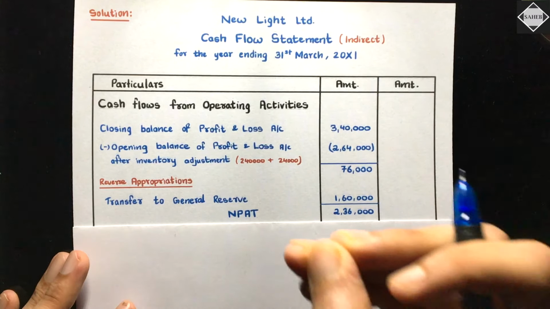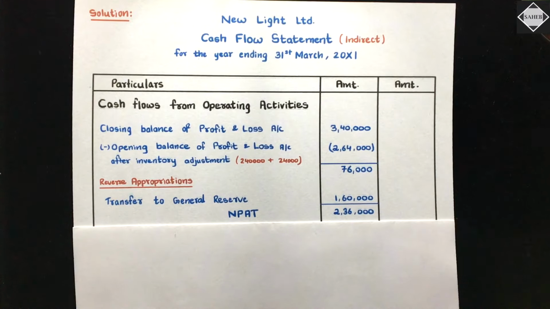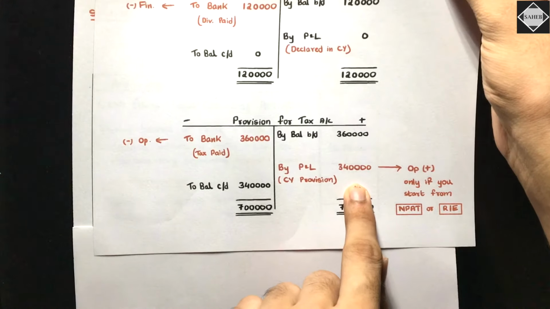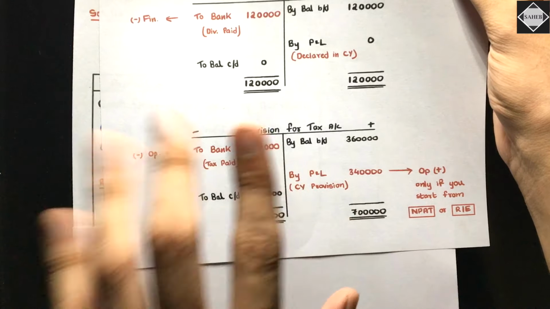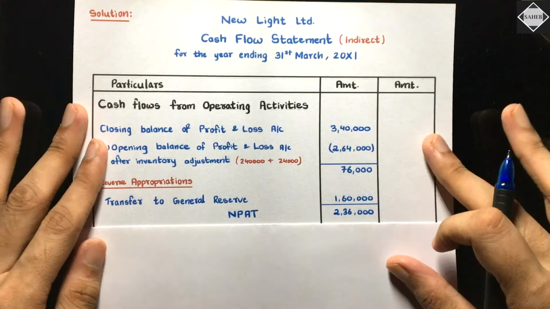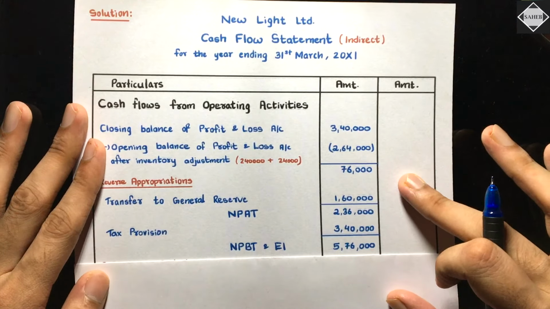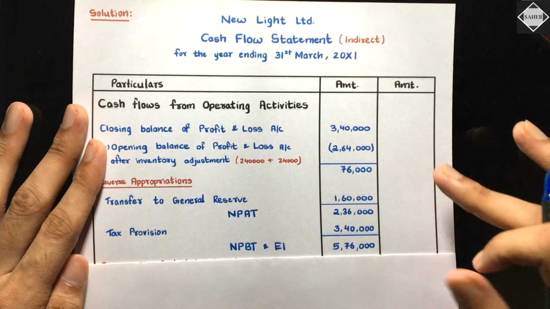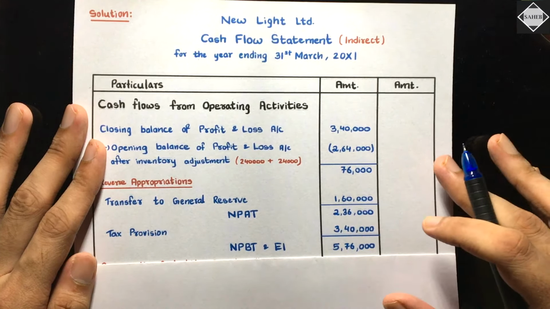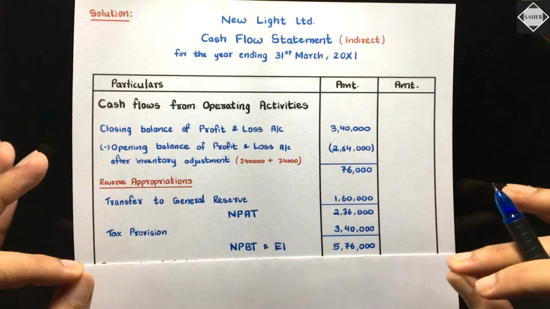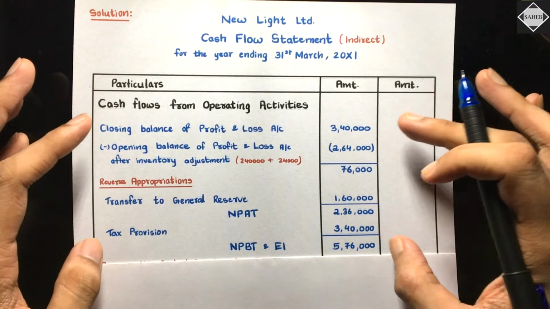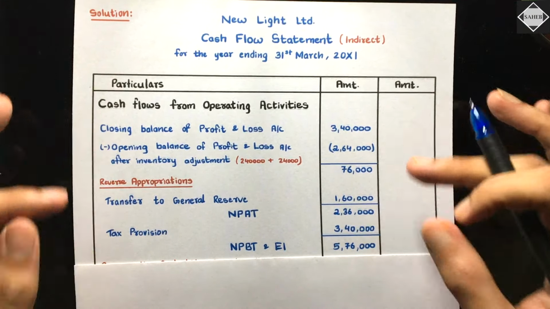So simply you have to reverse the tax provision, right? And how much is the provision for tax in the current year? That is 3,40,000. Yes, in the ledger account we found that out. So reverse the tax provision, add it. 3,40,000, if you add, you get 5,76,000, which is nothing but net profit before tax and extraordinary items. Is it clear? Simple. Now your actual solution starts. You can also do this in the working note if you want, right?